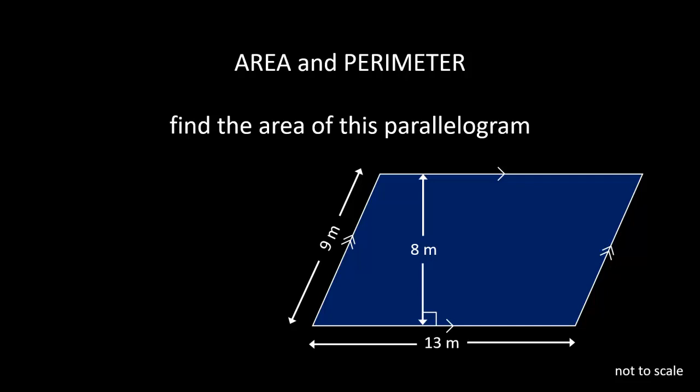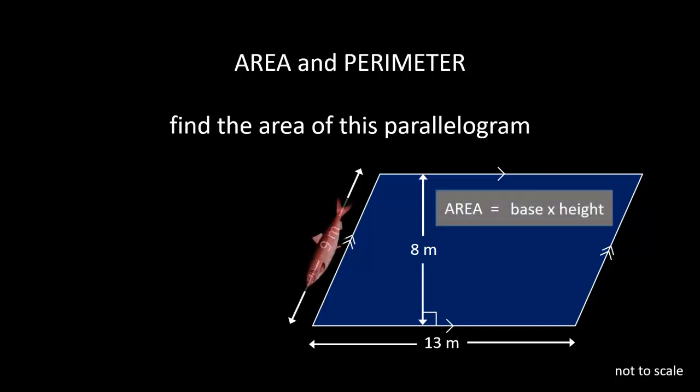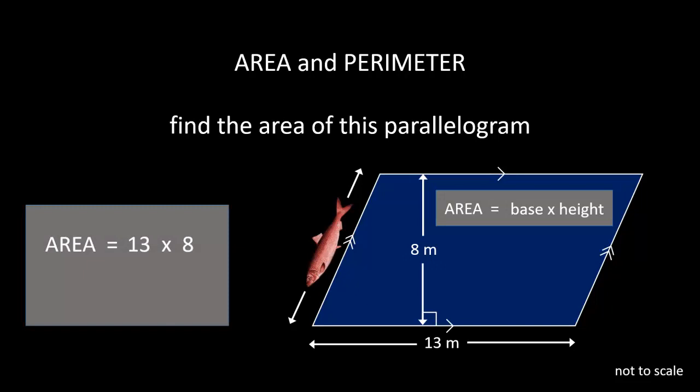And in literature, something like that is referred to as a red herring. So let's have a red herring up there then. There we go. We don't need that 9. Our area for this shape is 13 times 8, which is 104. See the units? Meters squared.